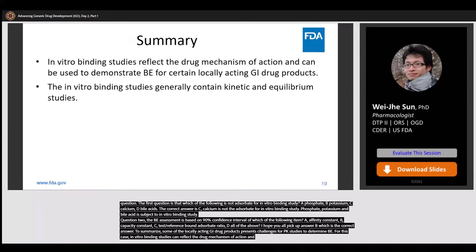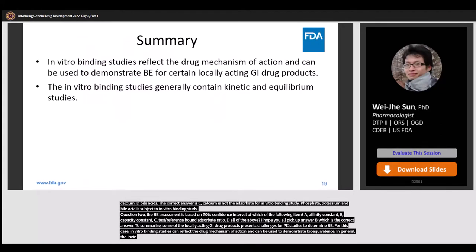In general, the in vitro binding study contains kinetic study and the equilibrium study. In addition to in vitro binding studies, other studies may be recommended to establish BE, such as API Sameness testing and the dissolution study.